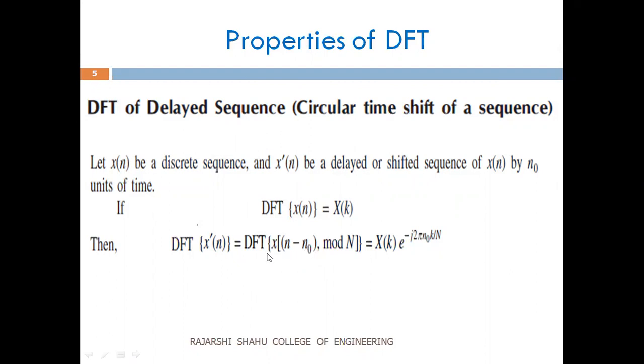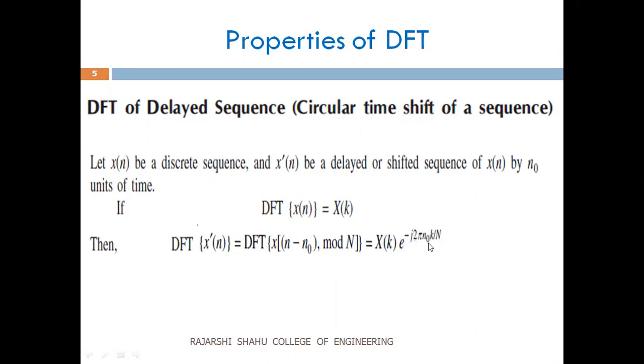sequence, then the equation becomes x of n minus n naught. So if the DFT of original sequence x of n is x of k, then DFT of the circularly shifted sequence x of n minus n naught will be like this: x of k multiplied with the term e raised to minus j pi n naught k upon capital N. So the shift amount n naught is reflected here on the right hand side. So original DFT is getting multiplied with the exponential term.